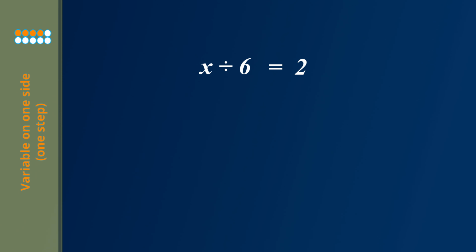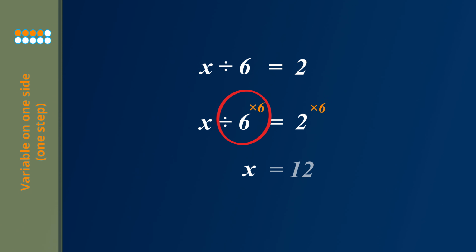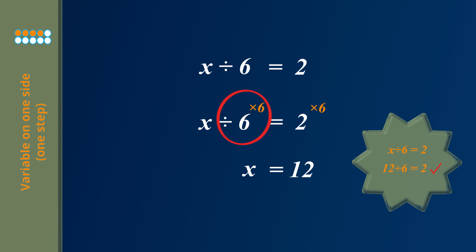x divided by 6 equals 2. Working in reverse, the opposite of divide by 6 is to multiply by 6. So we multiply both sides by 6. The left side becomes x. The right side is 6 multiplied by 2. So x equals 12. Let's check. Yes, 12 divided by 6 does equal 2. We are correct.